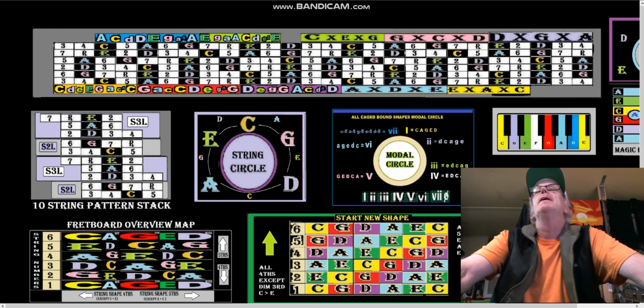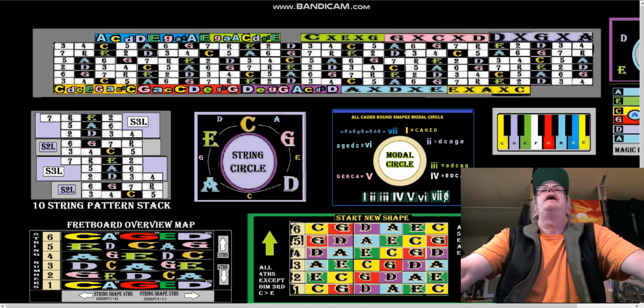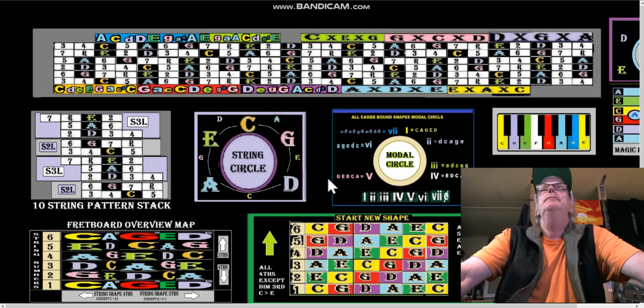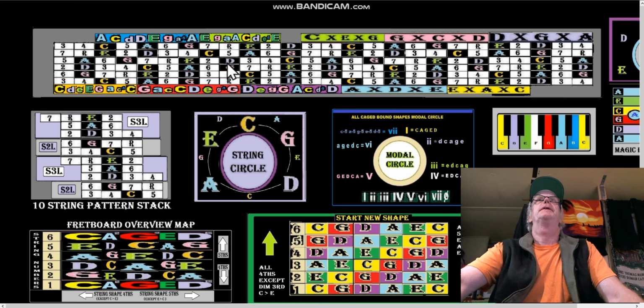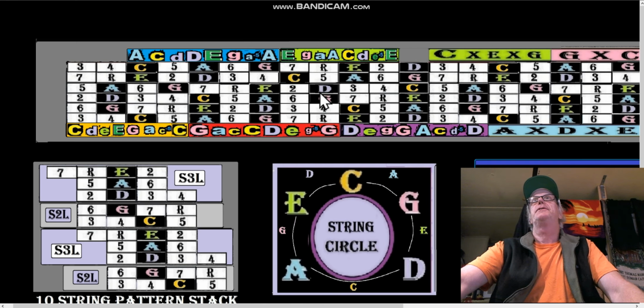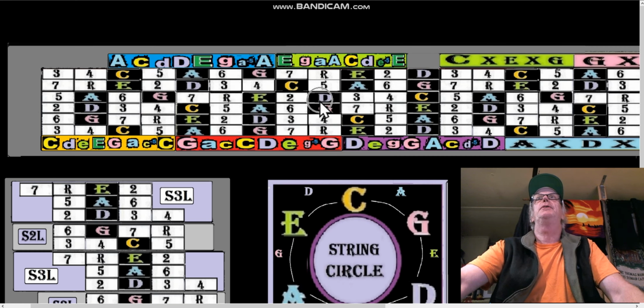Okay, so now what do we have? We have what's called the modal fretboard here. All right, so I have to cover the topics that we have to cover.